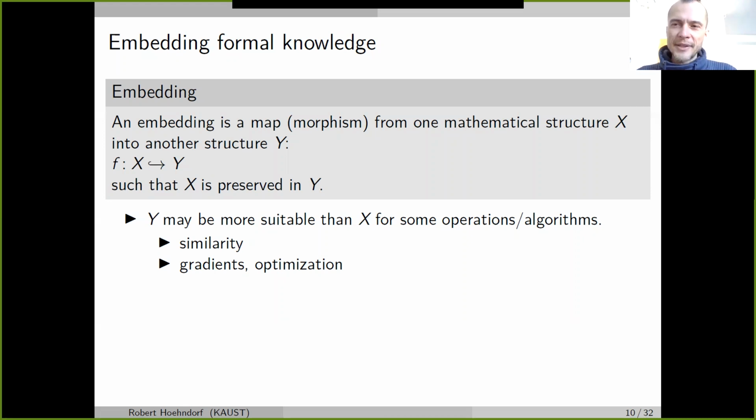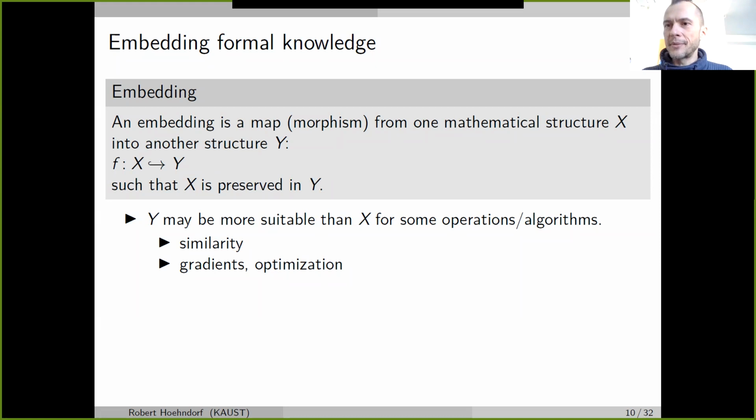This definition forces us to make explicit what the structure X is, what the structure Y is, and what we mean by X being preserved in Y, and under which operations X is preserved in Y, in order to call something an embedding. So the main aim of this embedding is, of course, that we want some operations that are very difficult in X to perform, but which are much easier in Y. So this is why we would want to embed one structure into another structure.